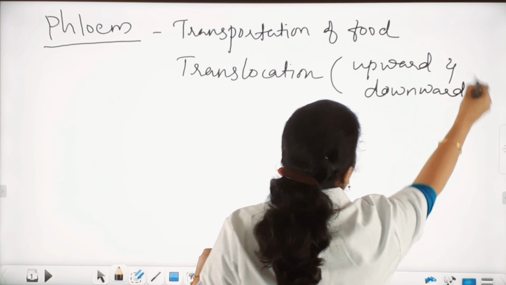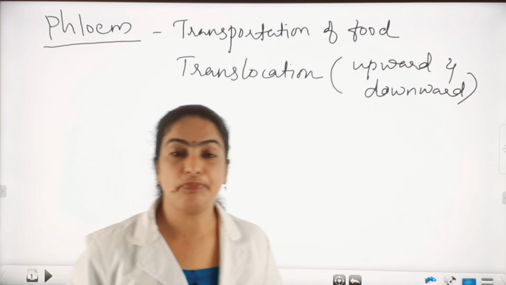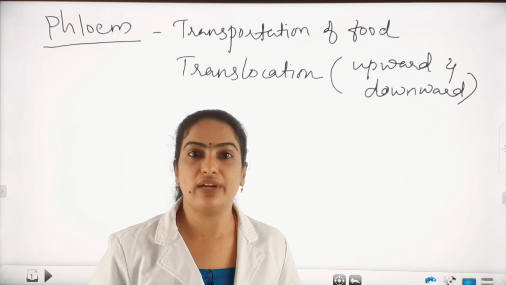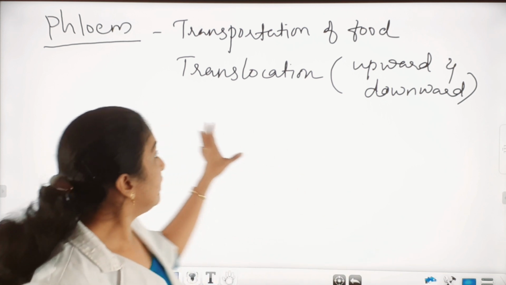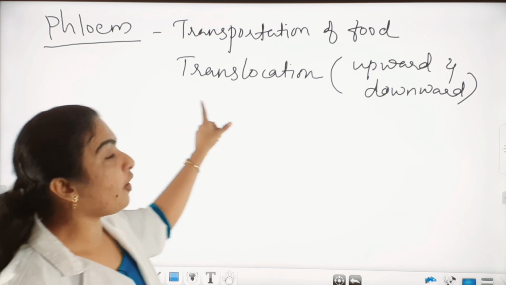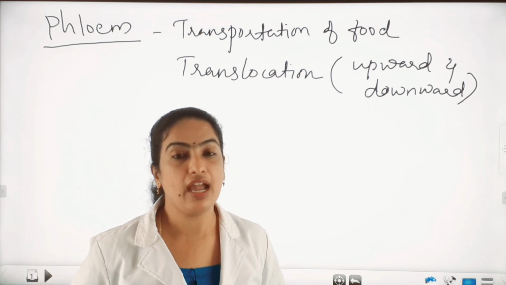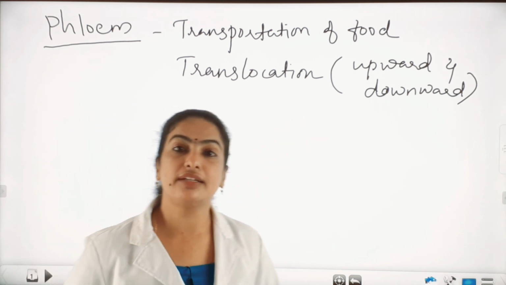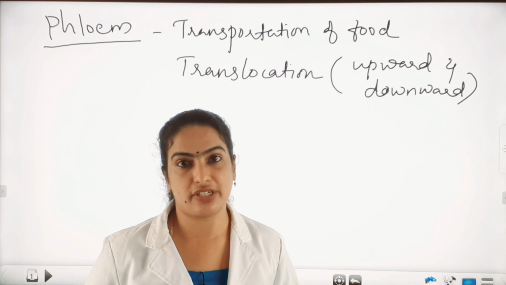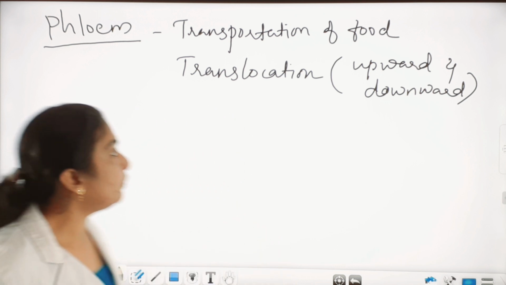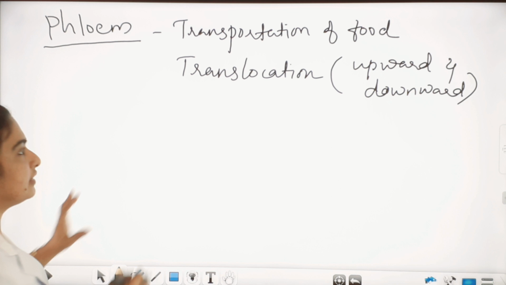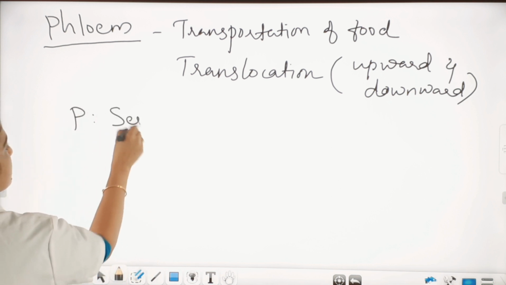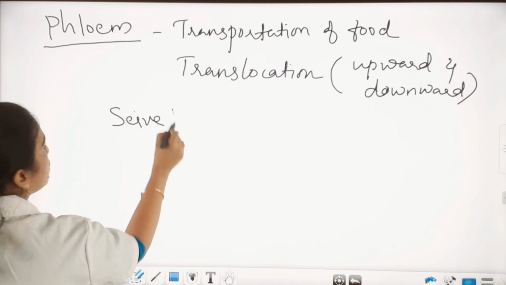In the case of xylem, the transportation of water is known as conduction, and it is only upward movement. But here, the transportation of food by phloem is known as translocation, and unlike xylem tissue, the phloem can do both upward and downward translocation. Is it clear? And which are the components of phloem? We already learned in 9th standard: sieve tubes.